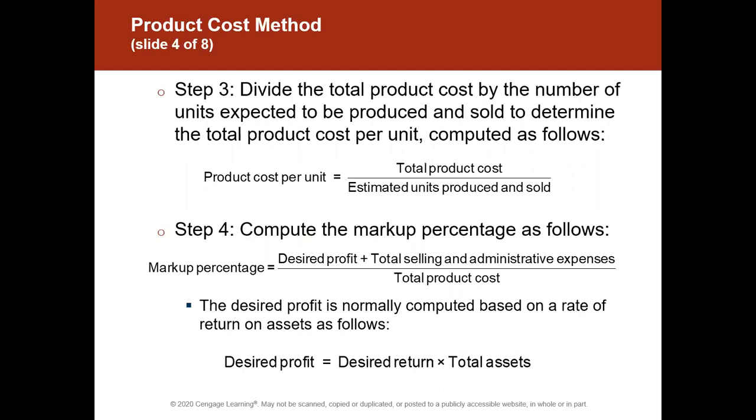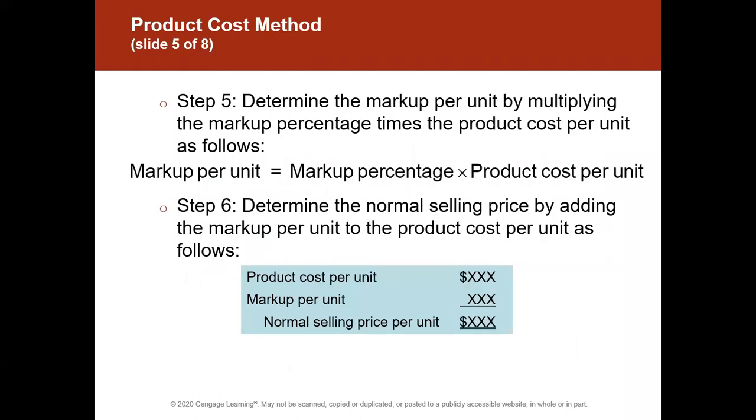Then we figure out our markup percentage, which is our desired profit plus the total selling and administrative expenses divided by the total product cost. And then our desired profit is the desired return times the total assets. And then finally, we determine our total markup per unit: the markup per unit equals the markup percentage times the product cost per unit. And then we add the cost to the markup, and that gives us our total cost for the product.